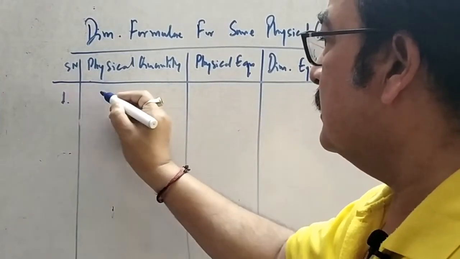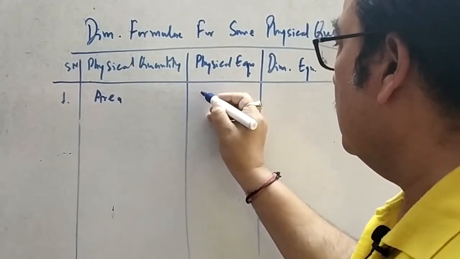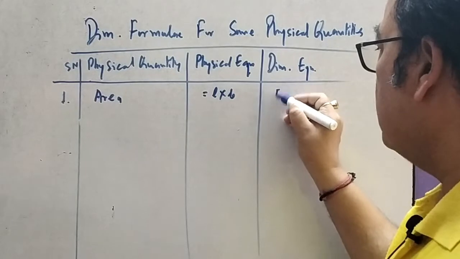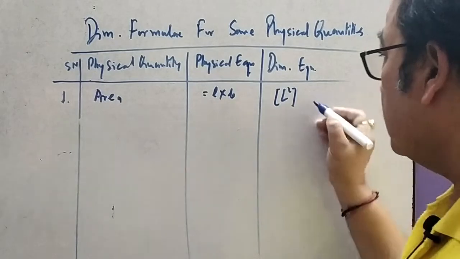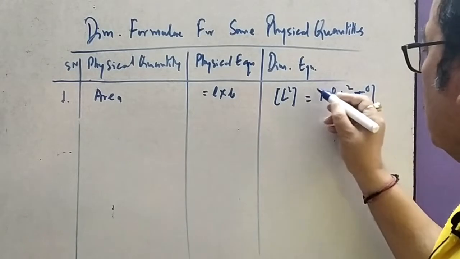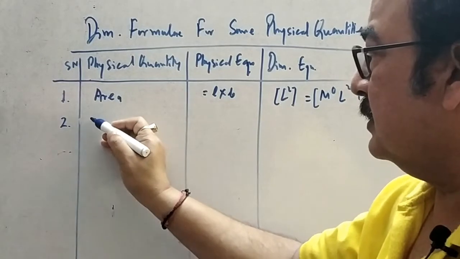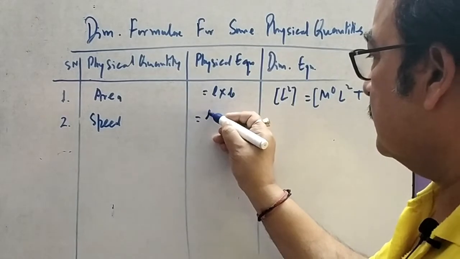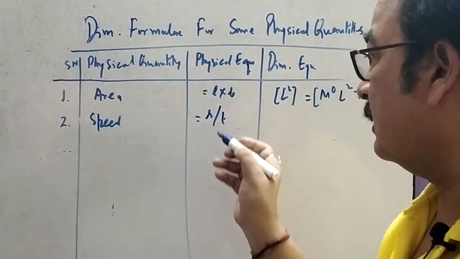First we write, say, area. It is equal to length into breadth, and here we write dimensional formula is L into L, means L square. This can also be written like M0 L square T0, because the rest of the powers are 0. We can write according to our own convenience. Next is, say, speed. We write distance or displacement upon time. If we write velocity, then displacement upon time, otherwise distance upon time.